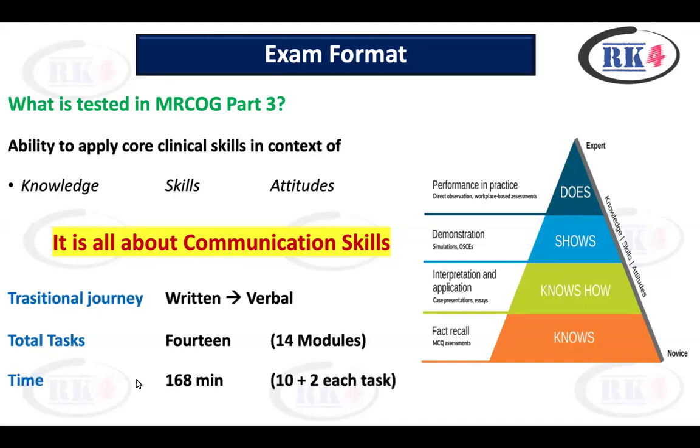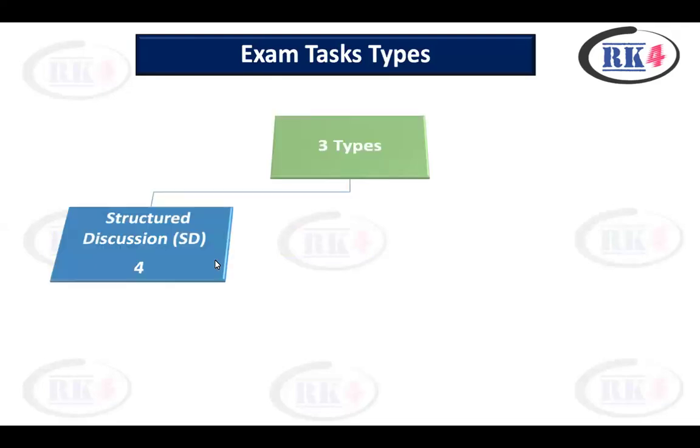The total time for this exam is 168 minutes. It is divided as 12 minutes for each task: 2 minutes outside the cubicle reading the task, and 10 minutes for actual performance of the task. Okay. So what are the different types of exam tasks? There are 14 tasks in total. There are 3 types of tasks in MRCOG Part 3. Number 1 is the structured discussion task, and there are a total of 4 structured discussion tasks.